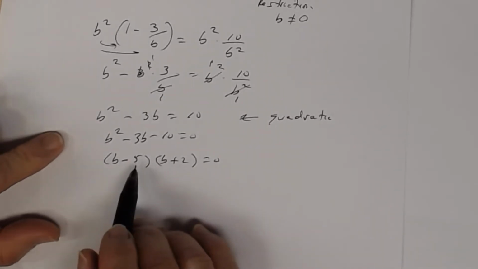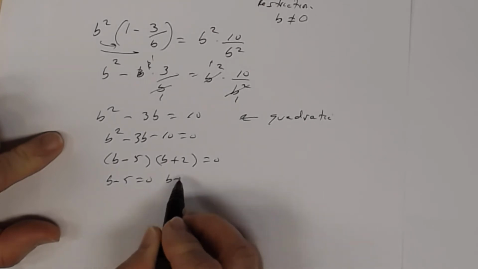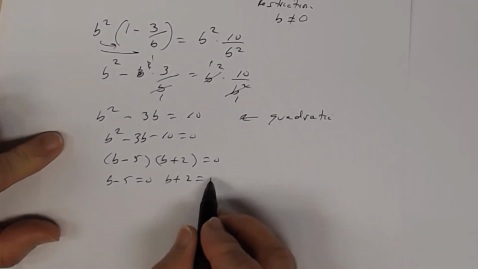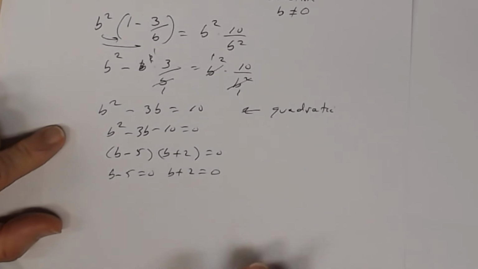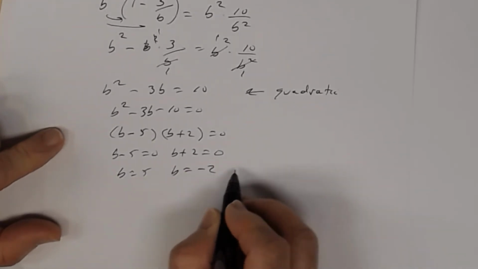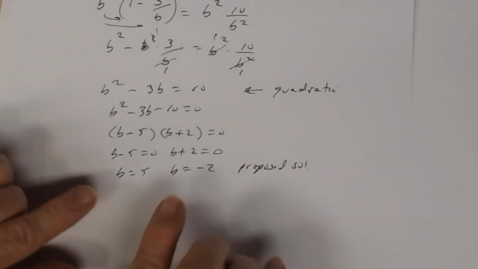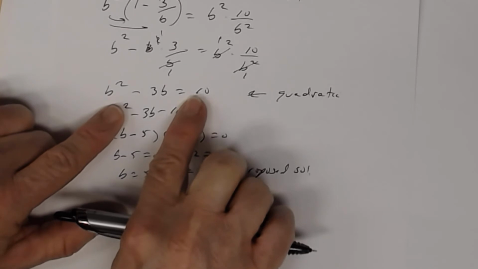And then I'm going to use the zero factor property. So I'm going to set each of these equal to 0. Remember, when you have two or more factors whose product is 0, one of them has to be 0. And so I get b to be 5 and b to be negative 2. Remember, these are your proposed solutions, right? So those are actually solutions to this quadratic. And you can check it.